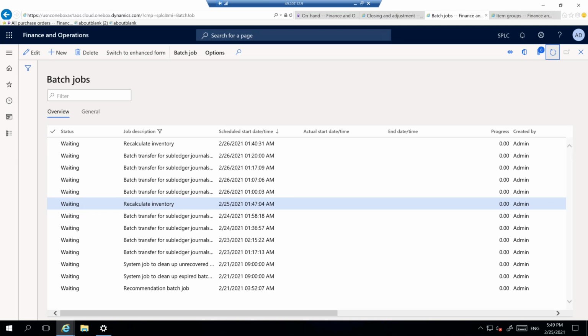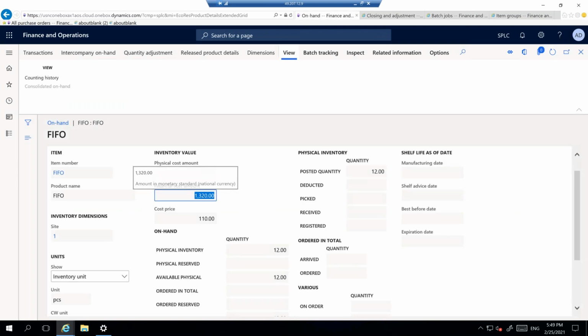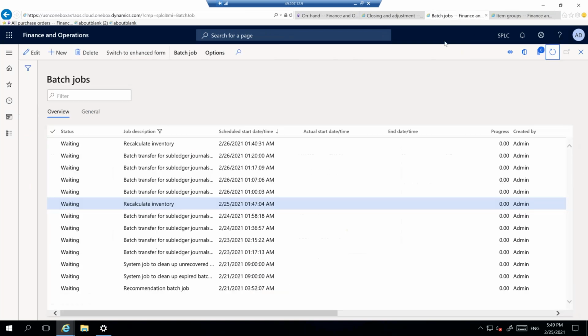Because we are deviating from the functionality. Actually, I need to show you that on-hand inventory should be 1400. So in 2012, we have multiple options, either you can go with the batch job or you can go with this normal way. But in this, we don't have it.